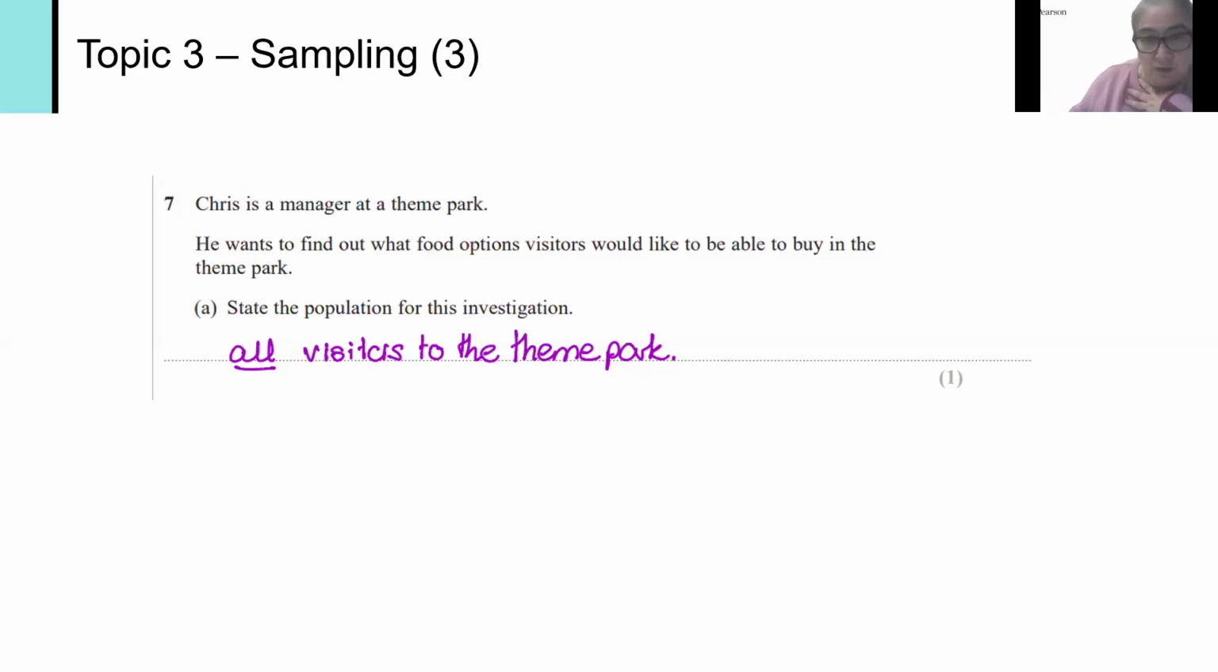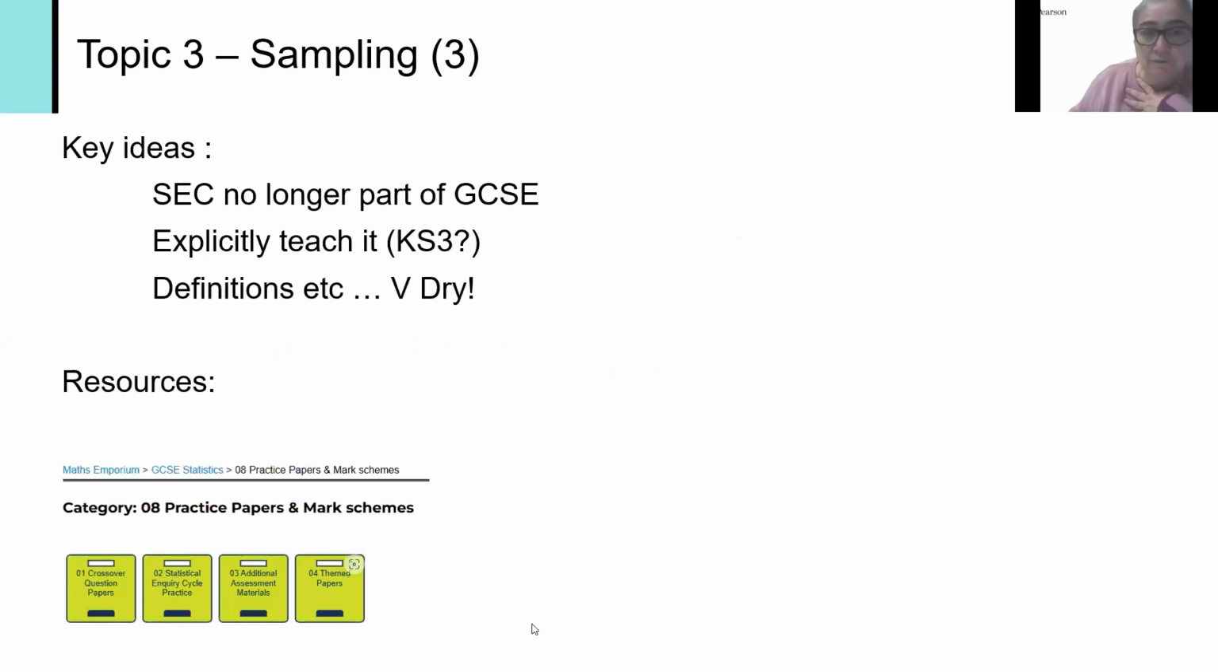Right, so then in terms of resources, if you go into the GCSE stats folder on the Emporium, there is a specific folder for the statistical inquiry cycle. I'm not saying look at it and have a look to see whether it's something you can incorporate lower down the school in year 7, 8, 9, where you do have GCSE maths. There's some lovely stuff in there. Definitely worth looking at.